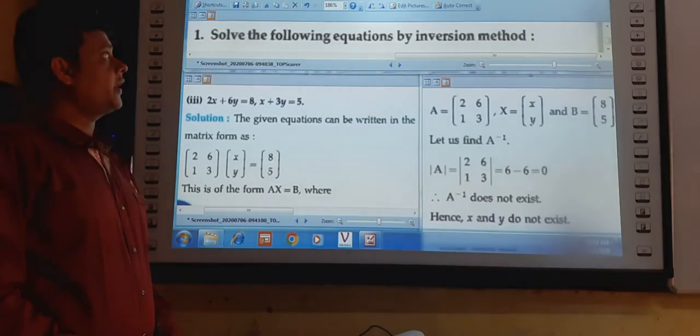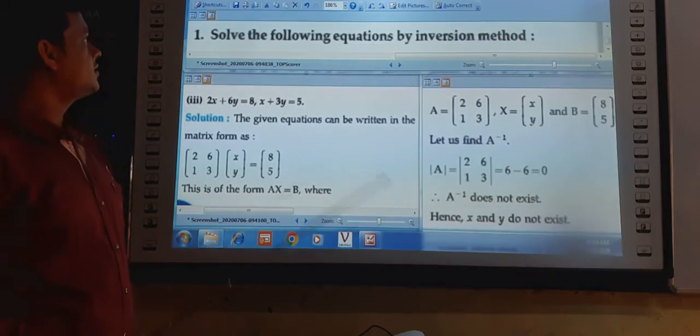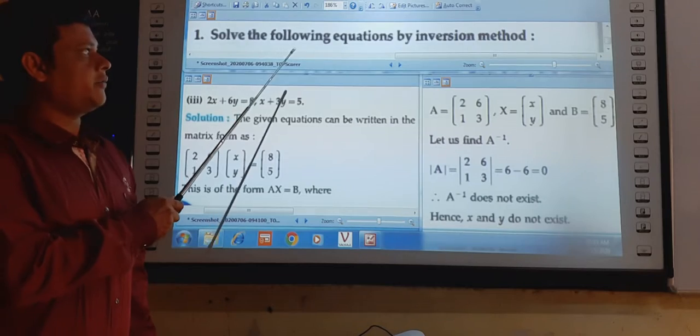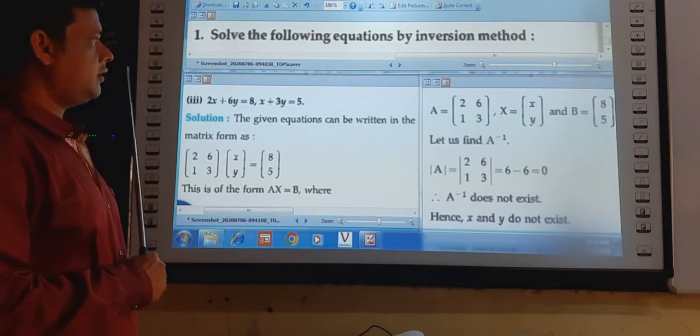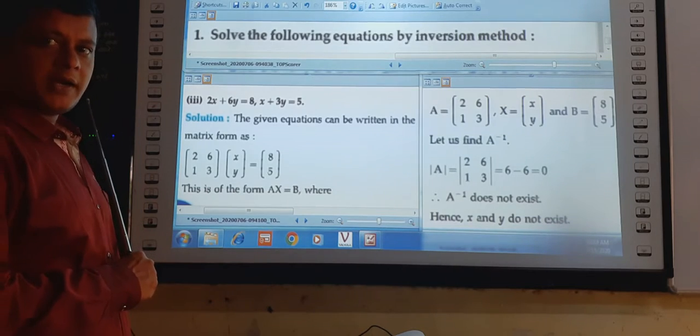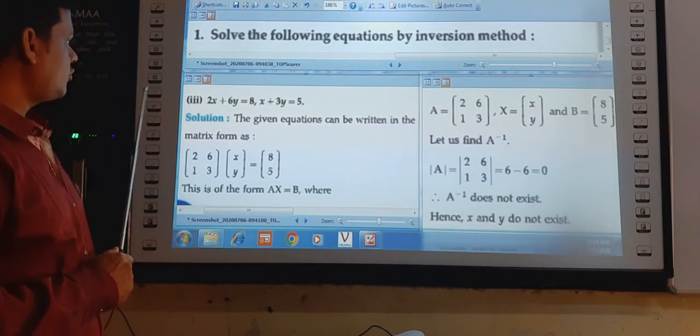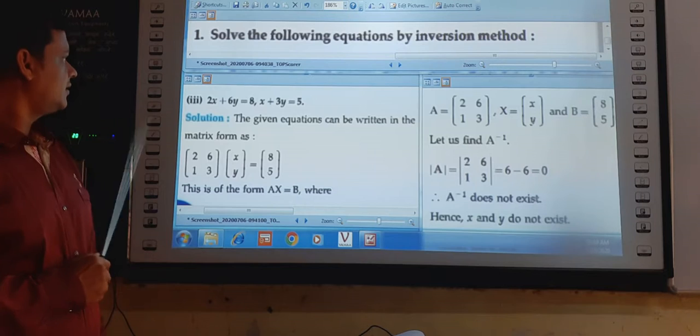Today we solve the next question. See the question: solve the following equations by the inversion method. The first problem we solved in the previous part. Today we solve the third example from that.